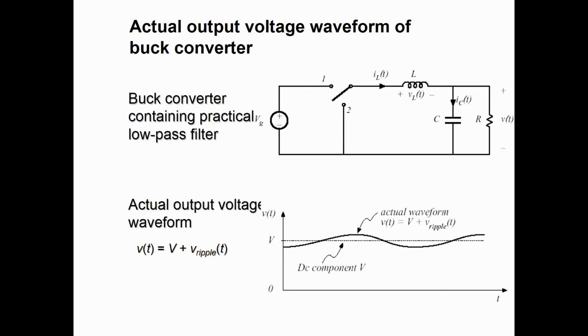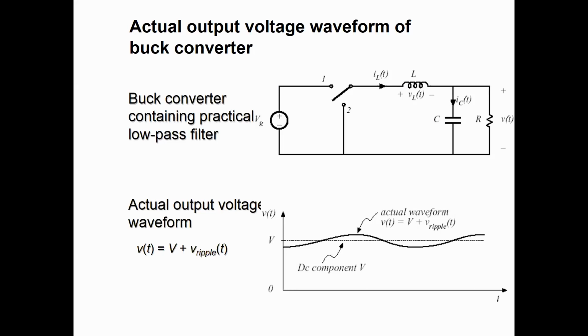The actual waveform is like this, as shown in the figure, where the output voltage consists of the DC output voltage plus some ripples. Ideally the ripples can be eliminated, but practically there are some ripples. If the voltage is 100 volts and there is 1% ripple, it means 101 and 99 volts, so there is a 1 volt and minus 1 volt ripple in the output voltage. So the actual waveform consists of ripples and the actual DC voltage.